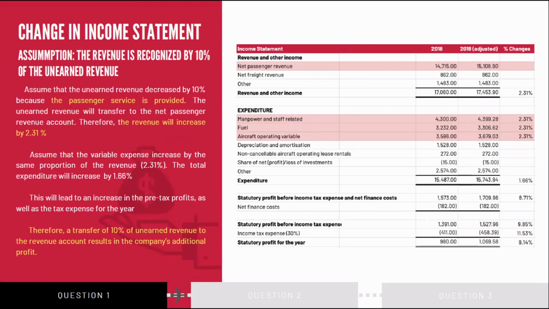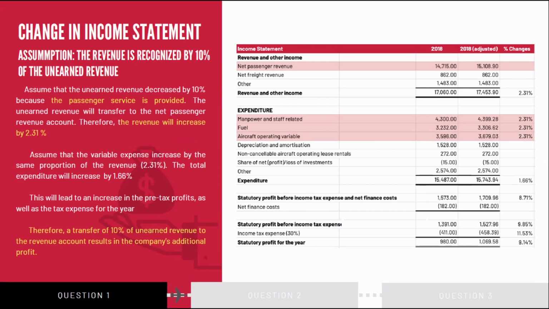Next is the effect on the income statement. So if the service has not been provided, nothing will change on this. However, if we assume that the flight tickets are used as the 10% amount of the revenue, this amount will transfer to the net capital revenue account. Therefore, the total revenue will increase by around 2%.